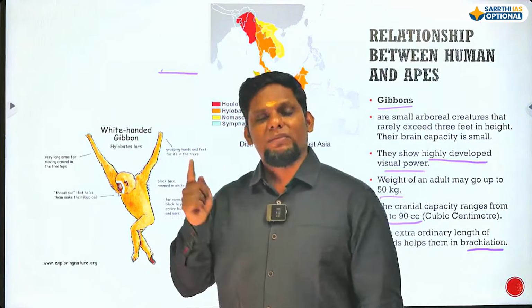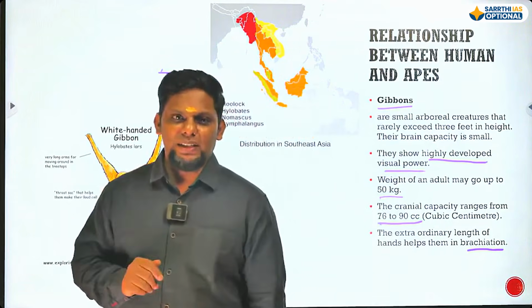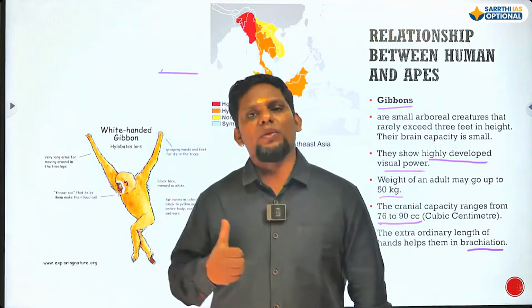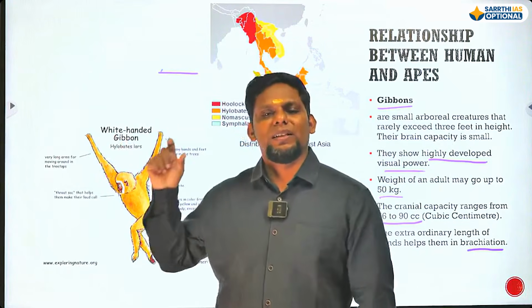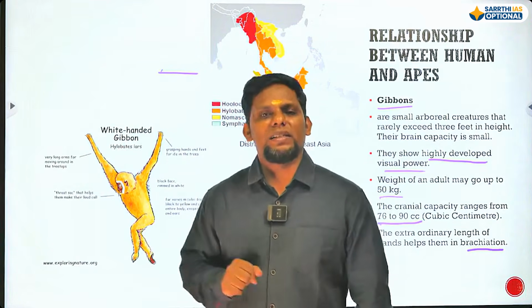What is the cranial capacity for the gibbons? 76 to 90 cc. Is this clear? In comparison to the humans, while we are very similar to them, there's a huge difference so far as the cranial capacity is concerned.